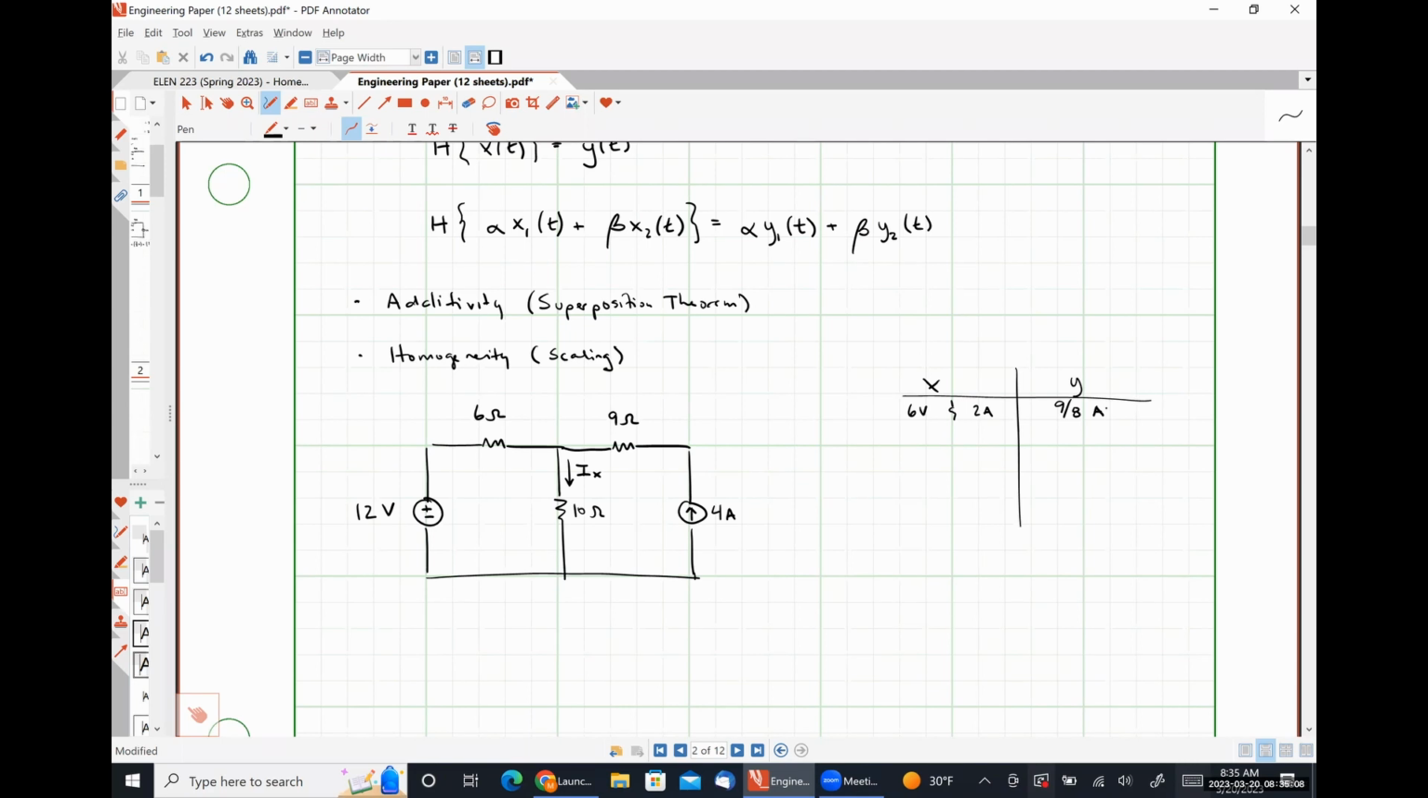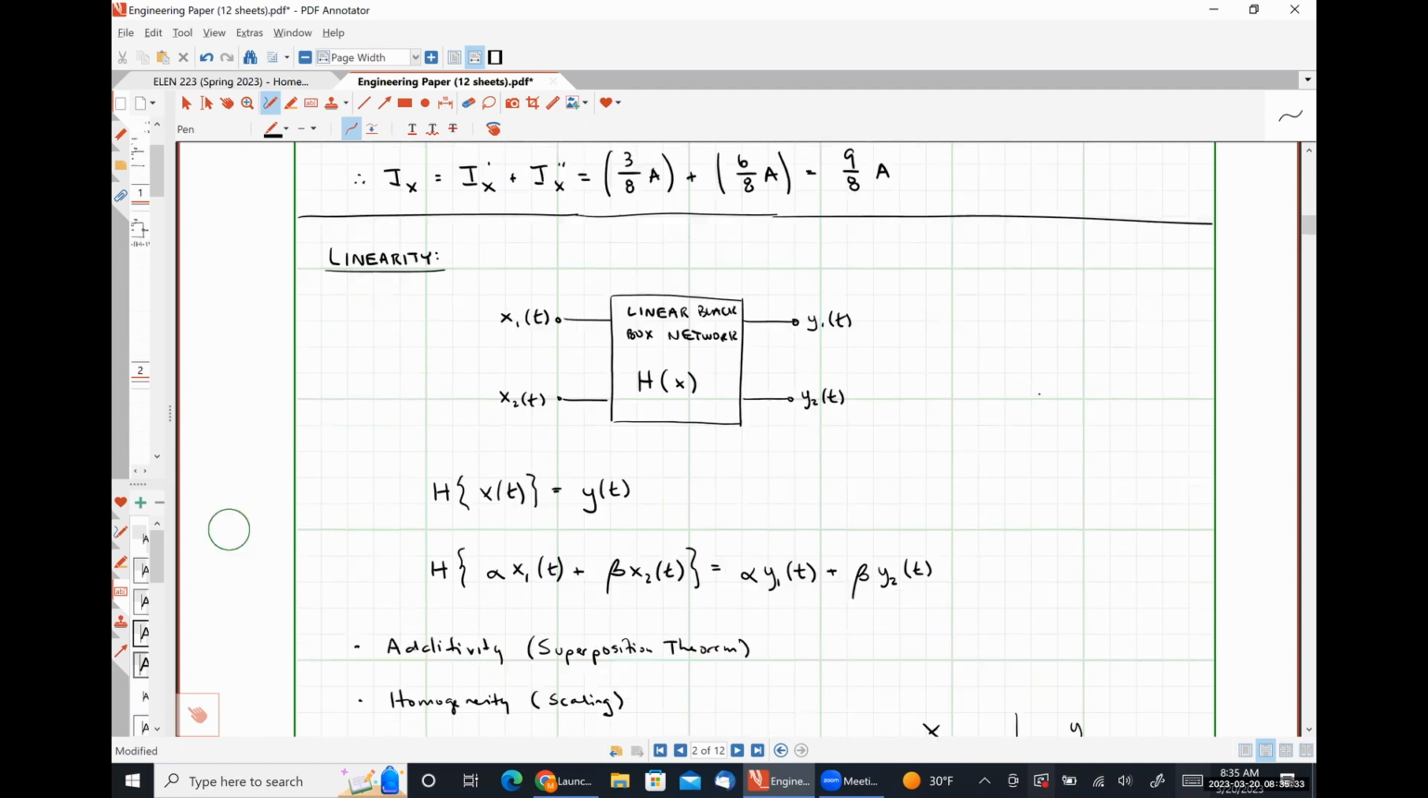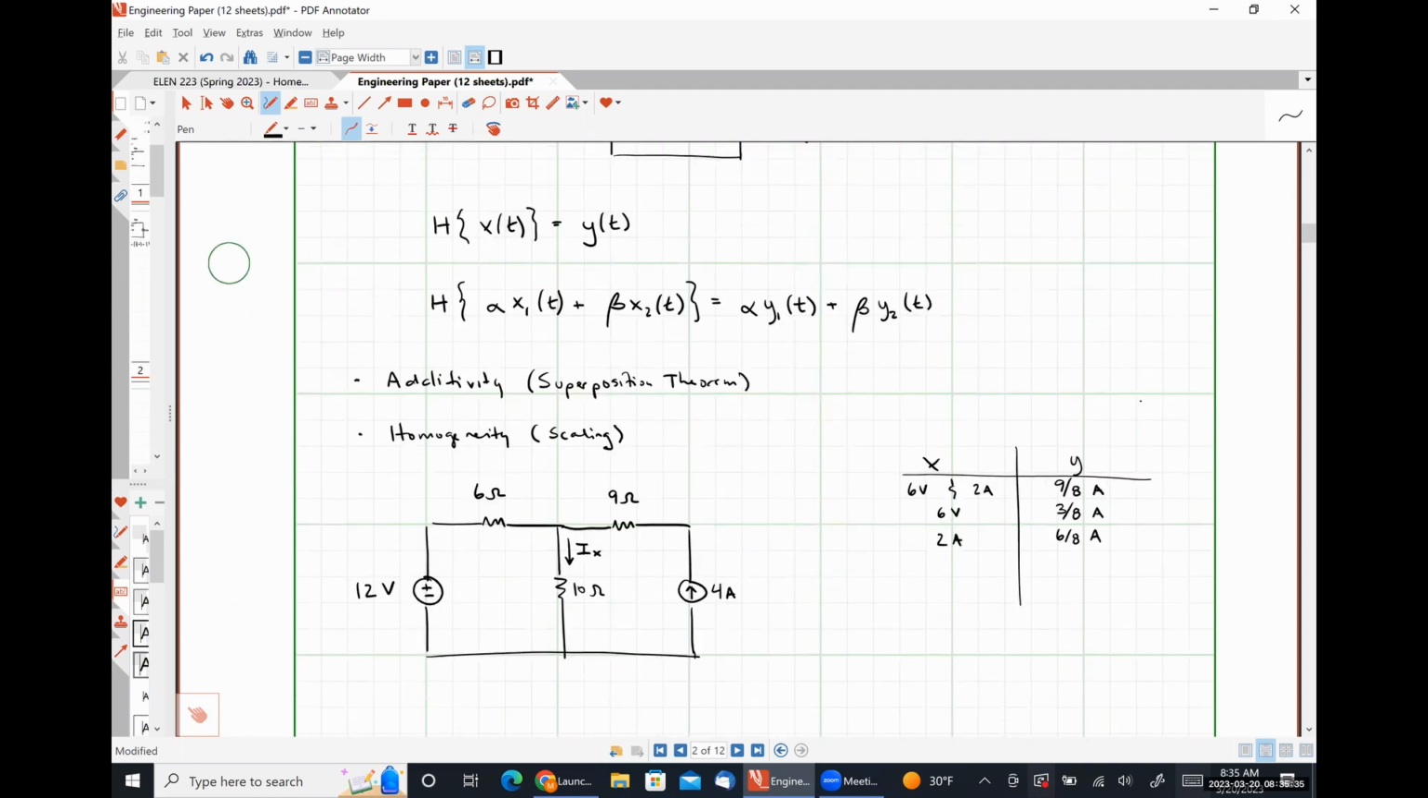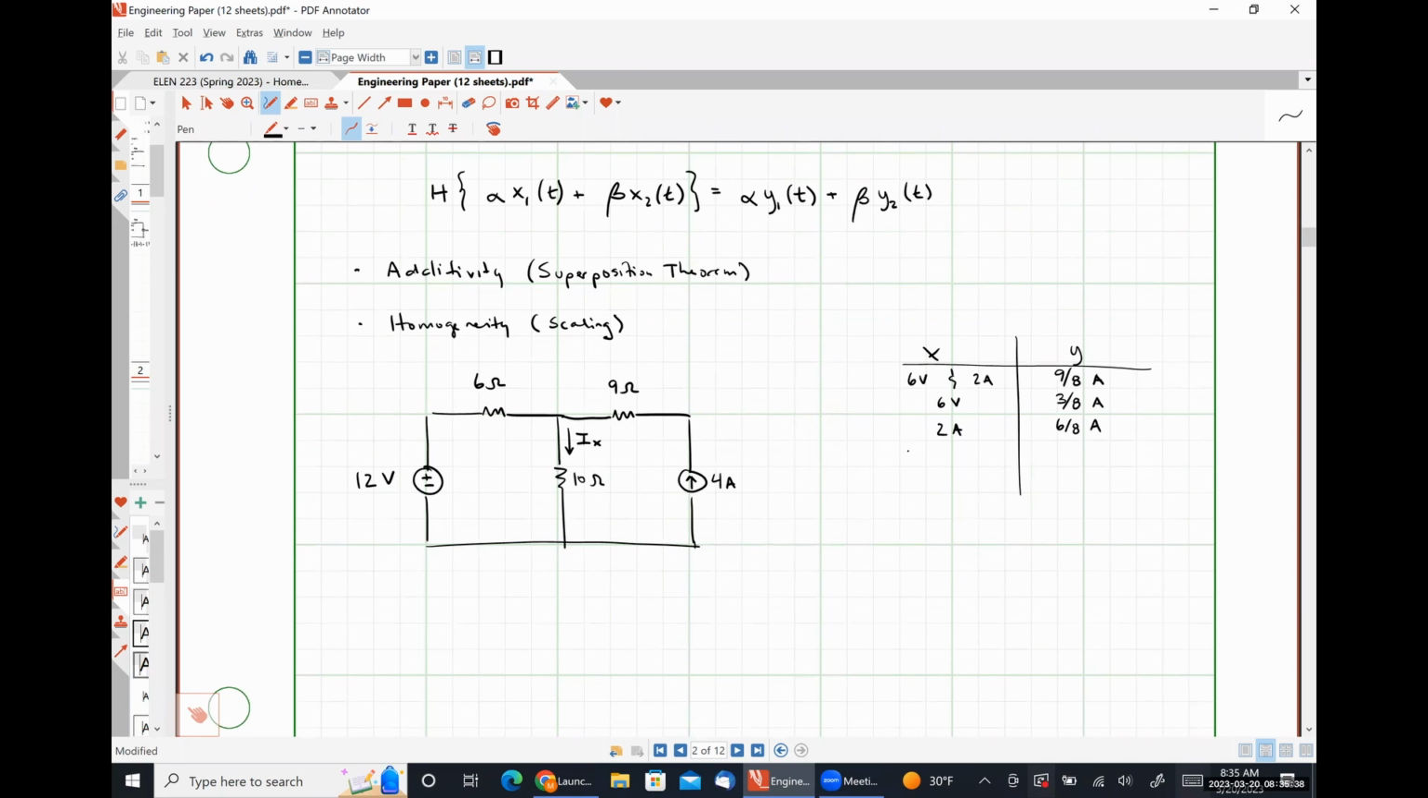When I applied a 6-volt source by itself, I got an output of 3/8 of an amp. When I applied a 2 amp source by itself, I got an output of, well, it had to have been 6/8 of an amp, but let me just double check up here. Yes, 6/8 of an amp, right? So what I'm about to do now is I'm going to apply twice the 6 volts and the 2 amps.